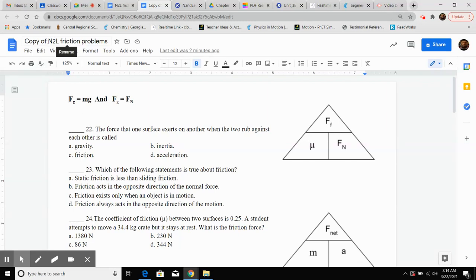So guys, this is the other assignment that we posted for today, the Newton's second law of friction problems again. You guys should be pretty solid on these, okay? Instead of just typing the letter here, you guys can just highlight what you think your answer is going to be.